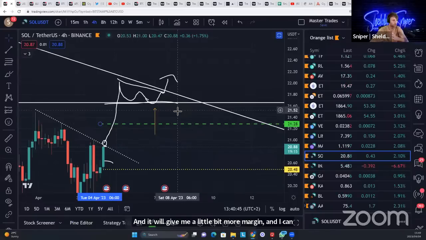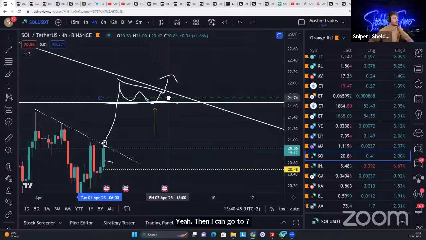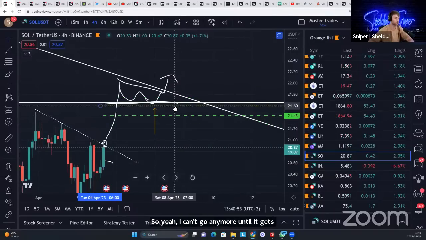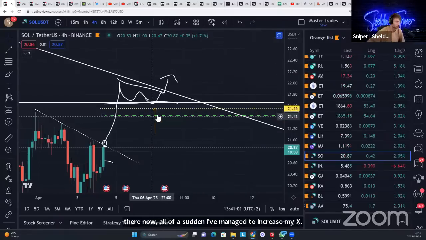Then I can go to 7x, a little bit more margin until here. I can't go any more until it gets here. But 7x, let's say it gets here. Amazing. Take my stop loss, put it there. Now all of a sudden I've managed to increase my X, but I've still kept the power of my entry price. I've still kept it in a reasonable position.